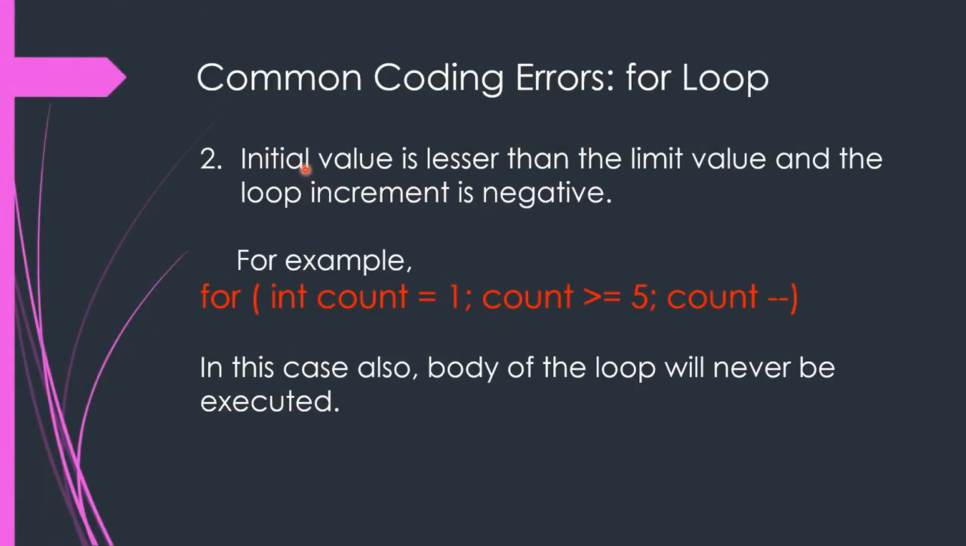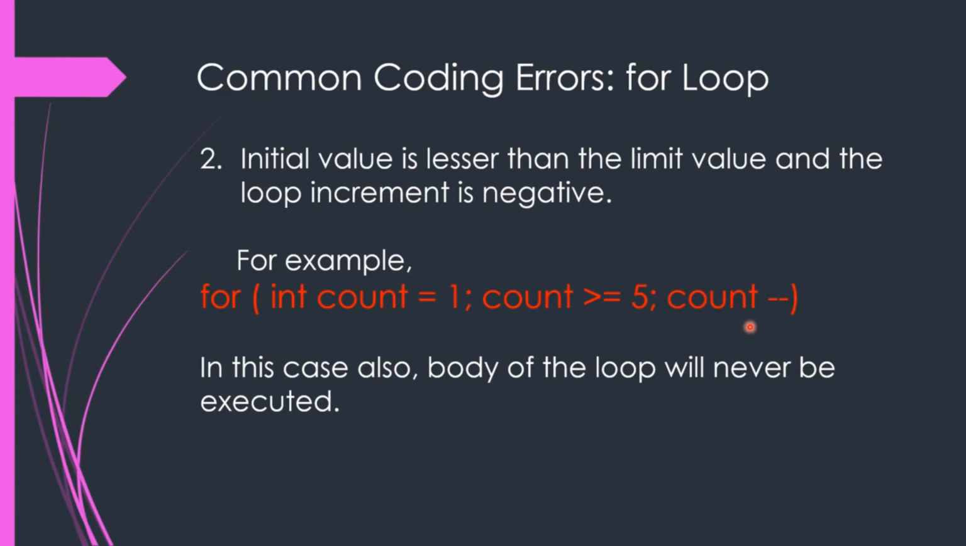Our second error is that the initial value is lesser than the limit value and the loop increment is negative. Now this error is just the opposite of the first error. How? Let us see. Here we have initialized the value as 1, and in the test condition we have provided count greater than or equal to 5. And in the updation part, we have given the decrement, which means count minus minus. So it will also never execute.